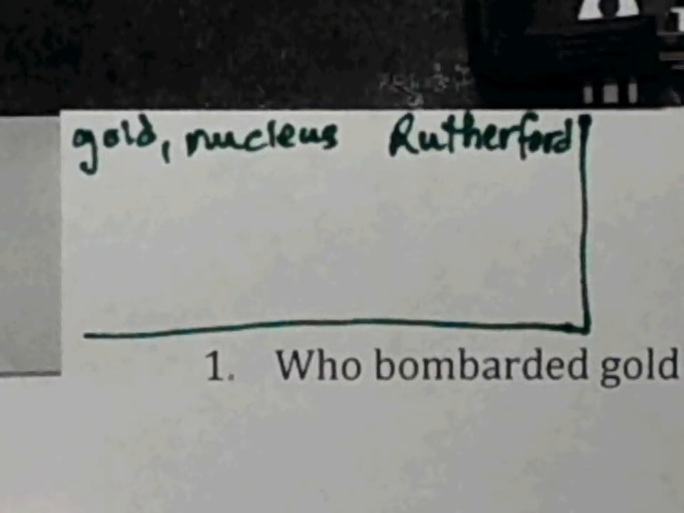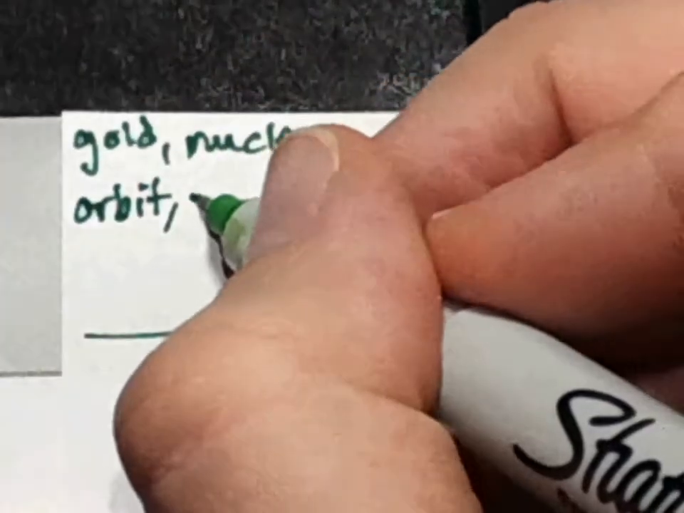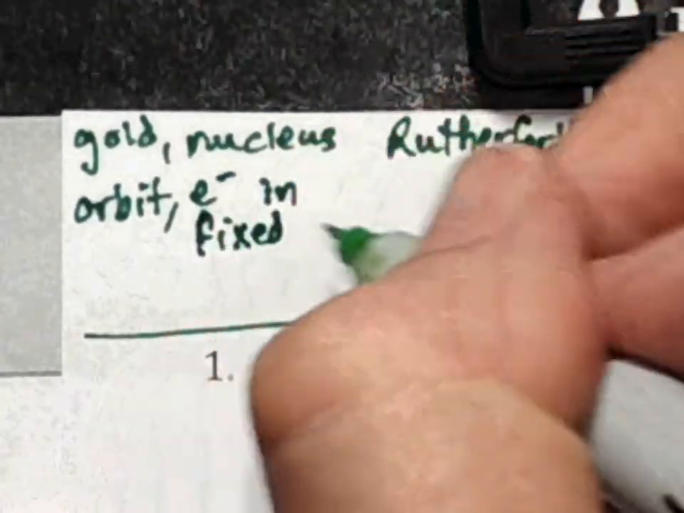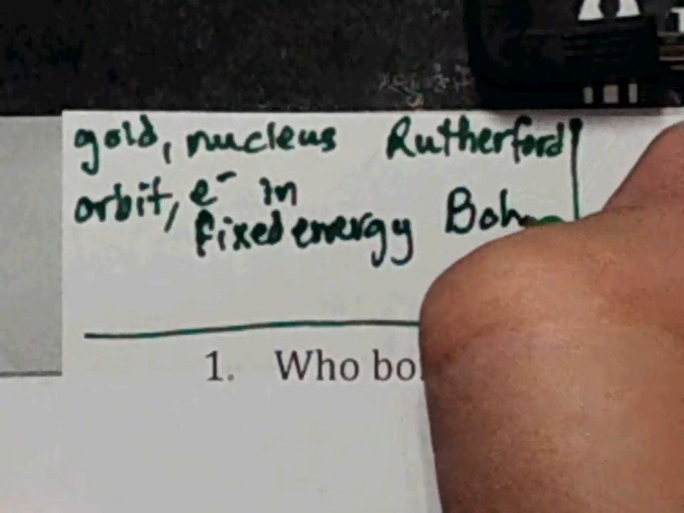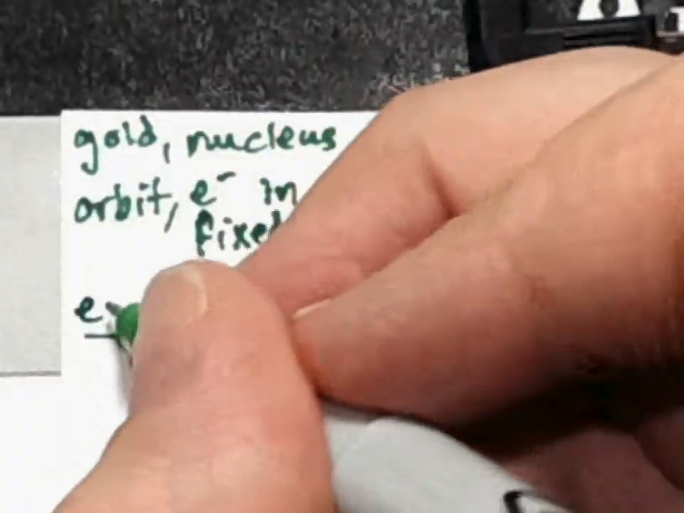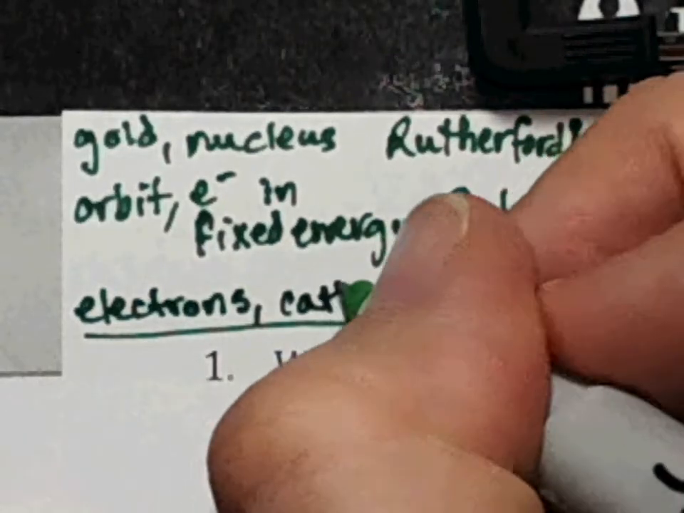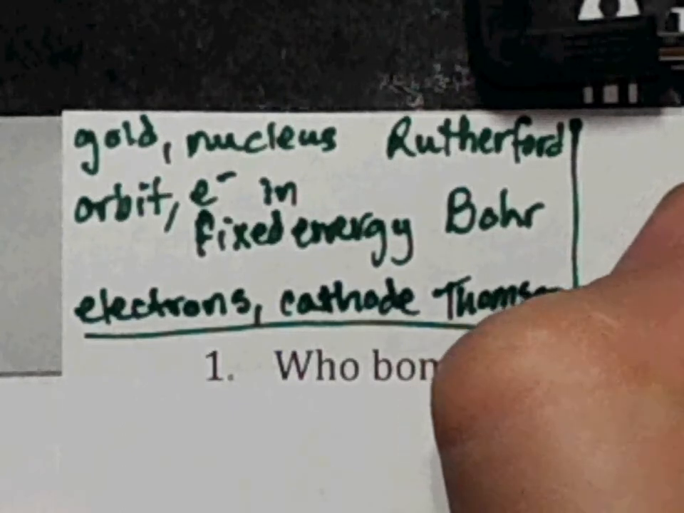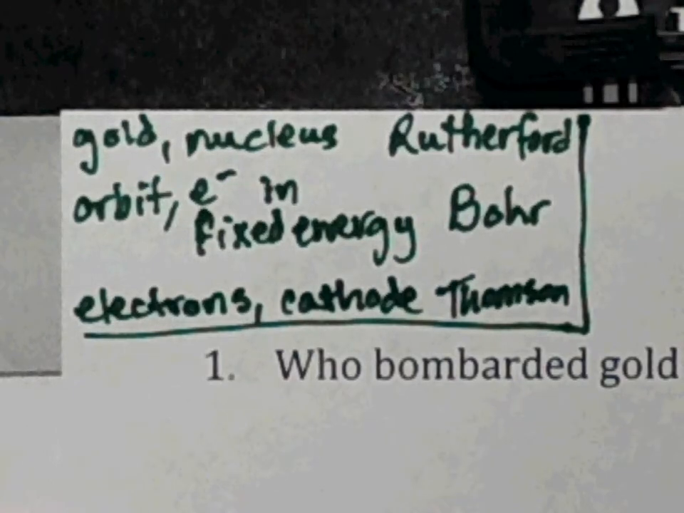If you see the word orbit, or if it's talking about electrons in fixed energy, that's going to be talking about Bohr. Any other time you see the word electrons, or if you see the word cathode, that's going to be talking about Thomson. And if it's not any of those clues, it's probably a question about Dalton.